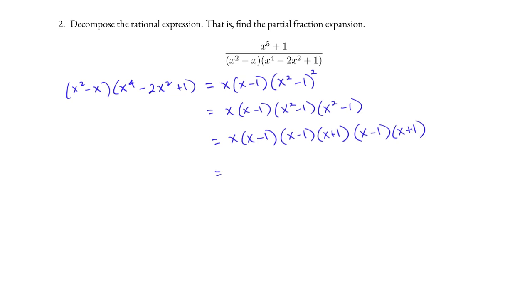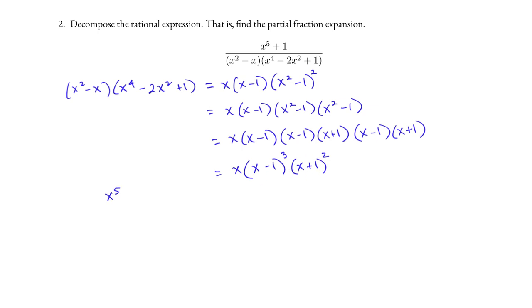Thus, we have a factor x minus 1 being repeated 3 times, and the factor x plus 1 being repeated 2 times. All of these are linears. x linear, x minus 1 linear, x plus 1 linear.